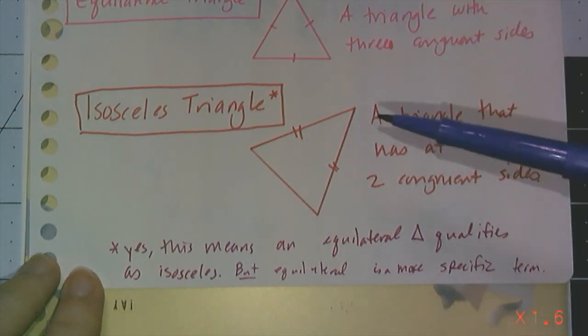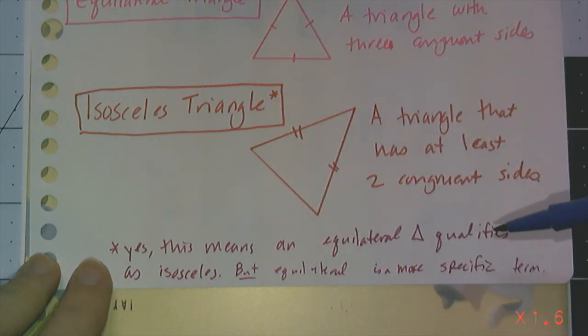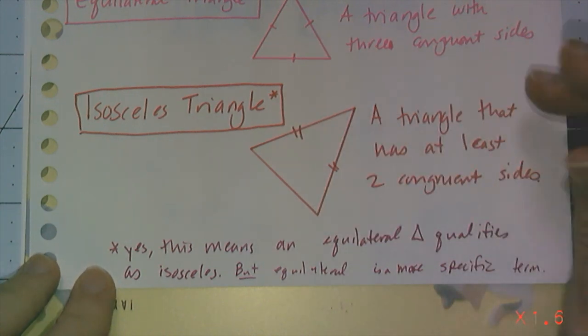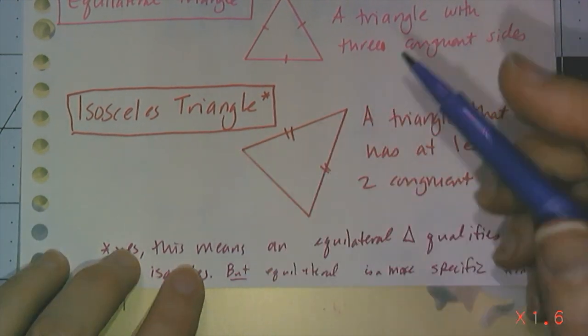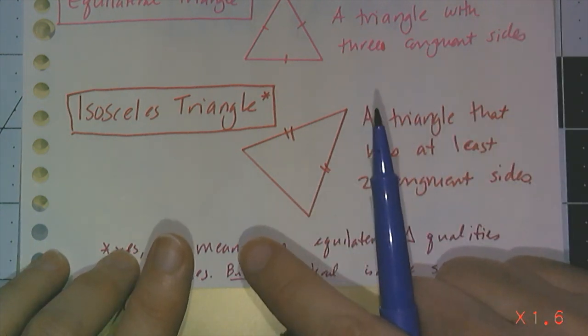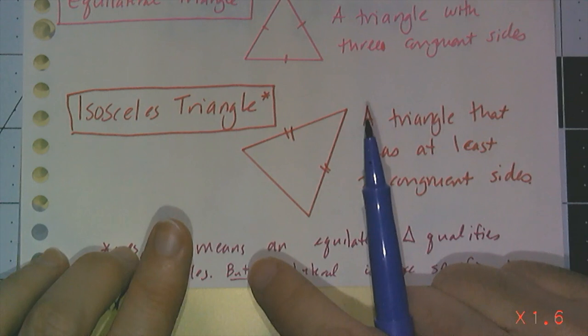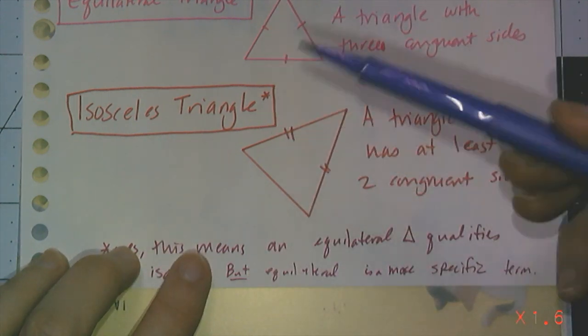It says at least two congruent sides, which yes, that means an equilateral triangle will qualify as isosceles because it has the same properties as an isosceles triangle, but equilateral is a much more specific term, and this is one of those squares, rectangles, rectangle, squares situations where an equilateral triangle is isosceles, but an isosceles triangle is not necessarily equilateral.